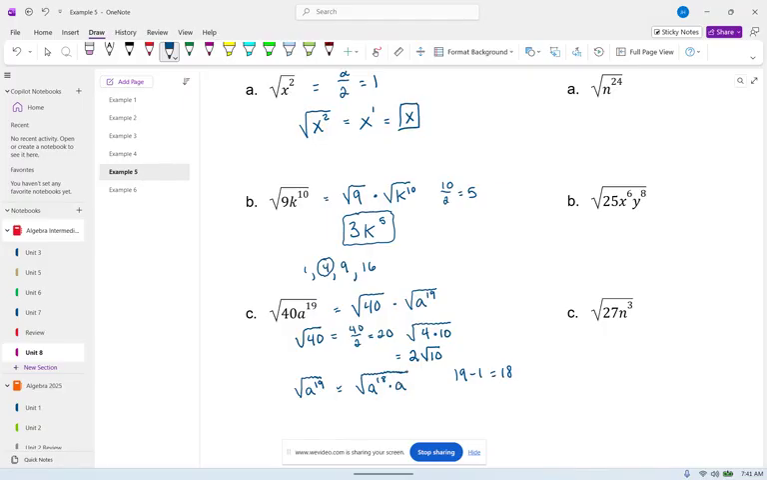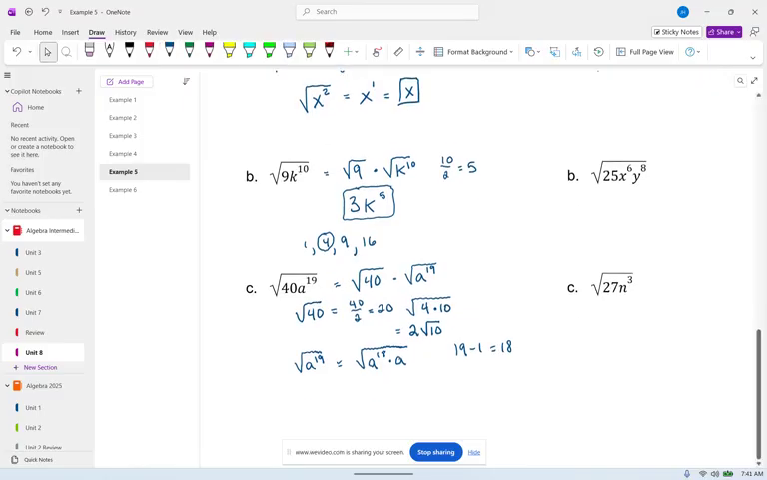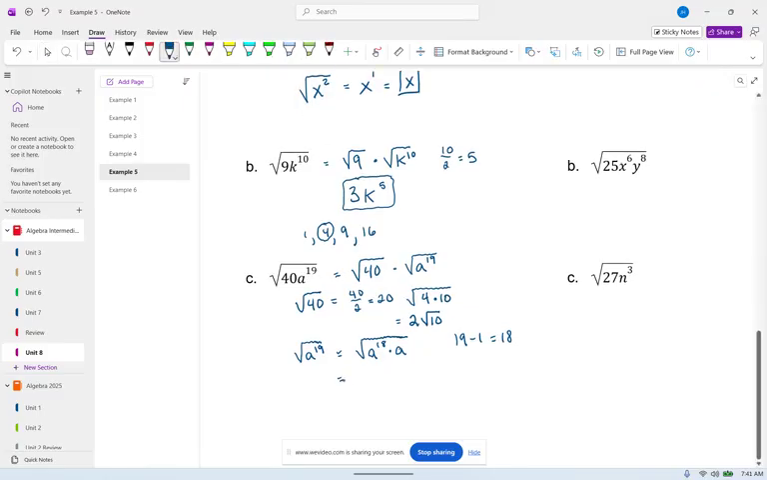Okay, so that's how you take care of an odd exponent. The square root of a to the 18th times the square root of a. We do half of 18, which is 9, so we'll be able to pull out a to the 9th, times the square root of a is going to stay in there. So we have these two parts. We have 2 square root of 10, and we have a to the 9th square root of a.